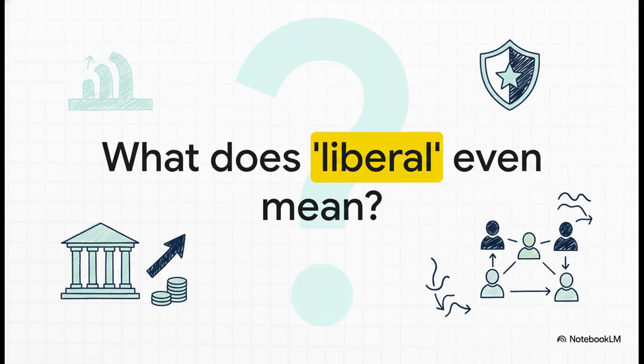What does liberal even mean? In Europe, it often means someone who's all for free markets and a small government. But then you hop over to the United States, and it can mean the complete opposite, someone who wants government programs and regulation. So how on earth did one word end up representing two totally contradictory ideas?